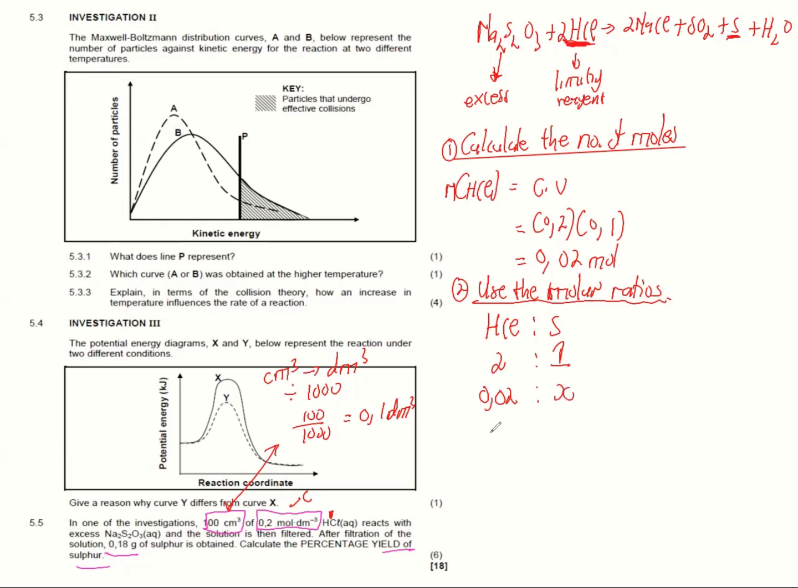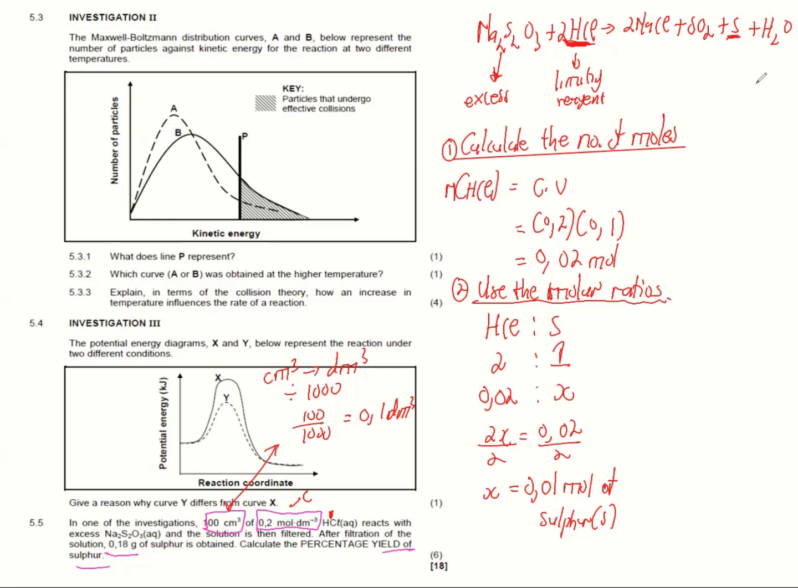So we need to cross multiply here. This will be 2x is equals to 0.02. Divide by 2 both sides. Then our x will be equals to what? 0.02 divided by 2. This will give us 0.01 mole. Of what? Of sulfur. So sulfur, S.